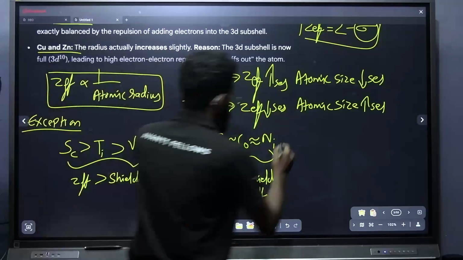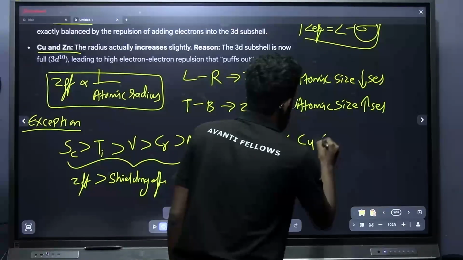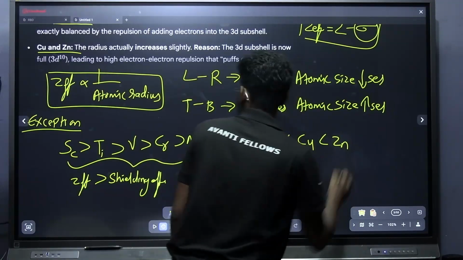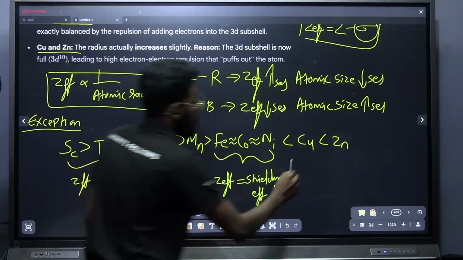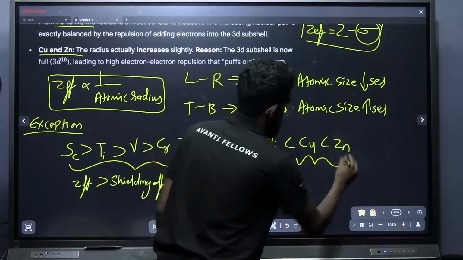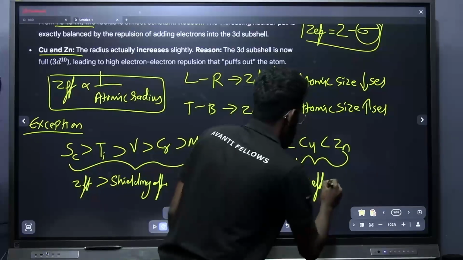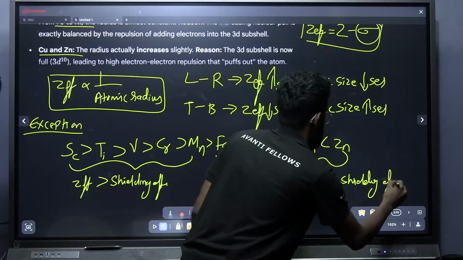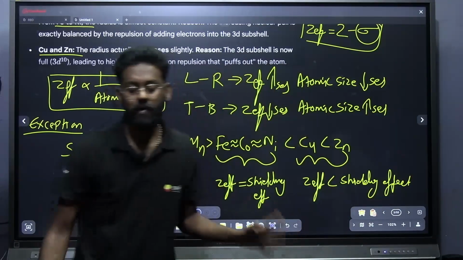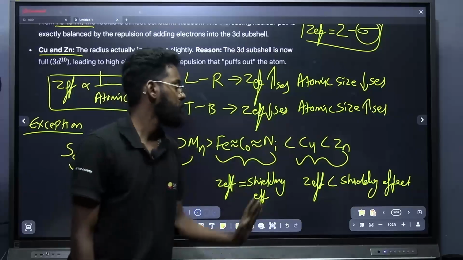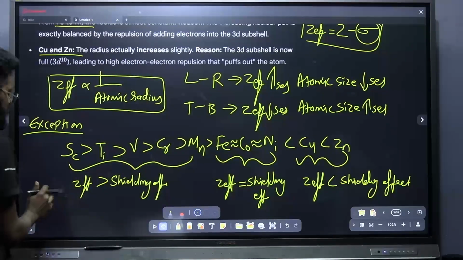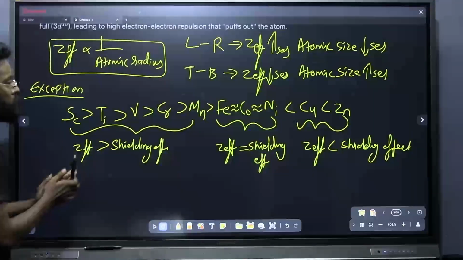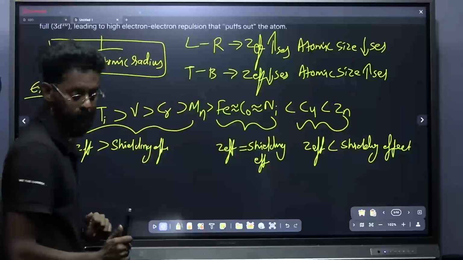Now what about the next one? If I go from copper to zinc, you can see an opposite trend. What is happening in copper and zinc? Here the Z effective is lesser than the shielding effect. That is, the shielding effect dominates from copper to zinc. So this is the exceptional part of the atomic size. Everyone has to note this down. You can expect a question from this part.